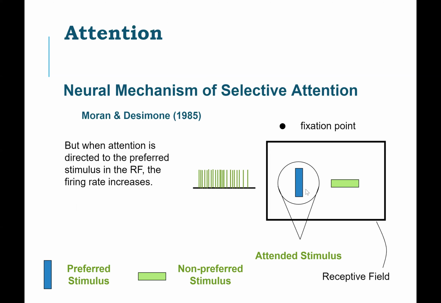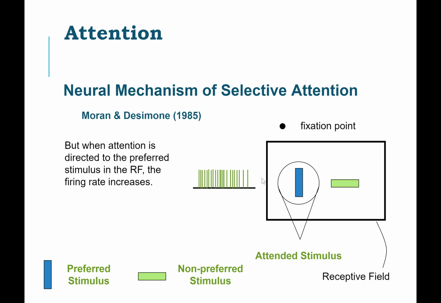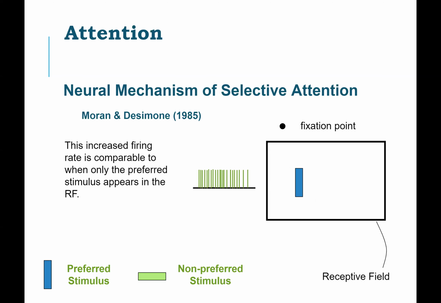Now, what they observed is that when the monkey, without moving its eye, covertly attends to the blue object, the response of the cell goes up, almost as high as when the blue object was presented by itself. So in these two conditions, what's the difference? In one of them, there are two objects in the receptive field, and the monkey is attending to one of them. You have a very high response from the cell. In this case, only the blue object is presented, and the response is really high because it's a preferred stimulus.